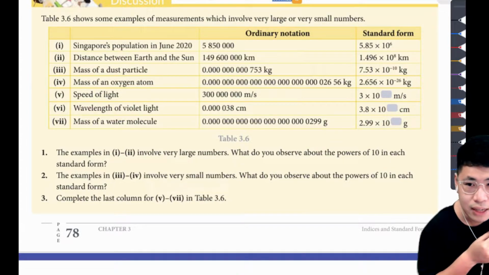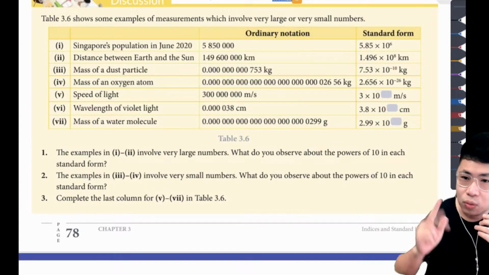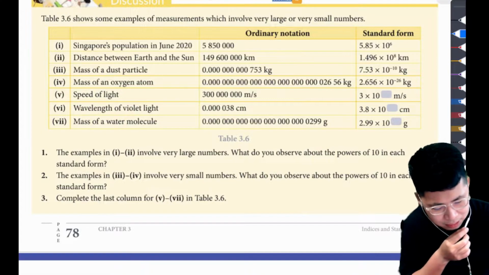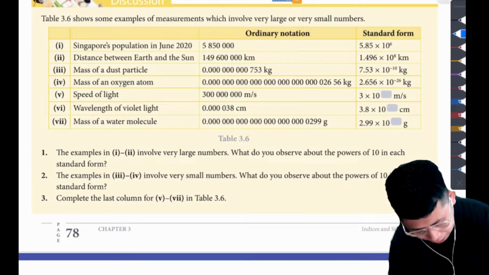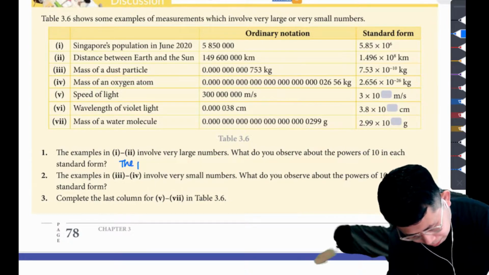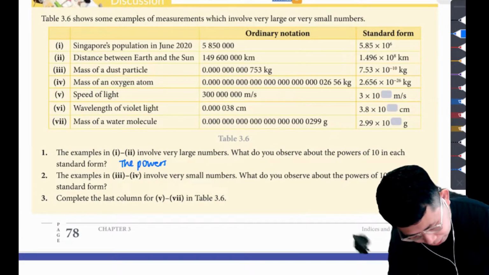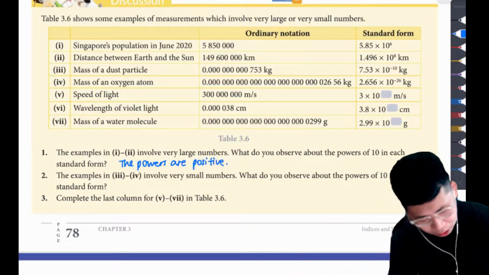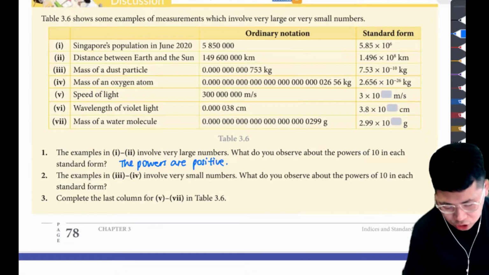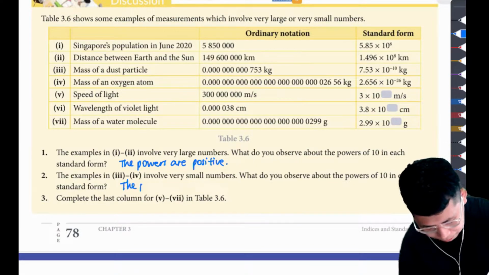Really small quantities. So examples 1 and 2 involve very large numbers. What do you observe about the powers of 10? The powers of 10 are positive. Then the examples in 3 and 4 are really small numbers. What do you observe about the powers of 10 in each standard form? The powers are negative.